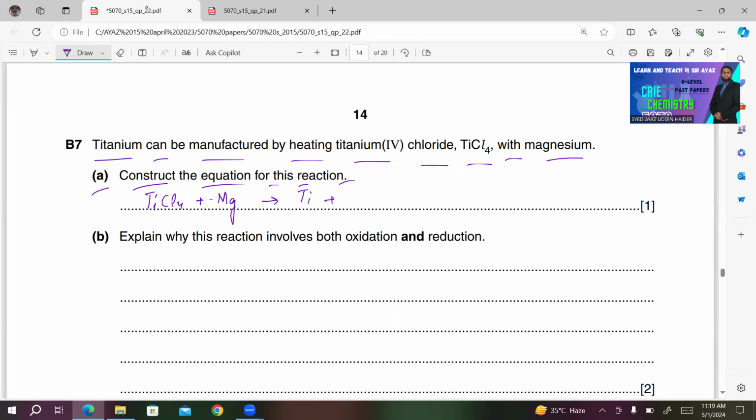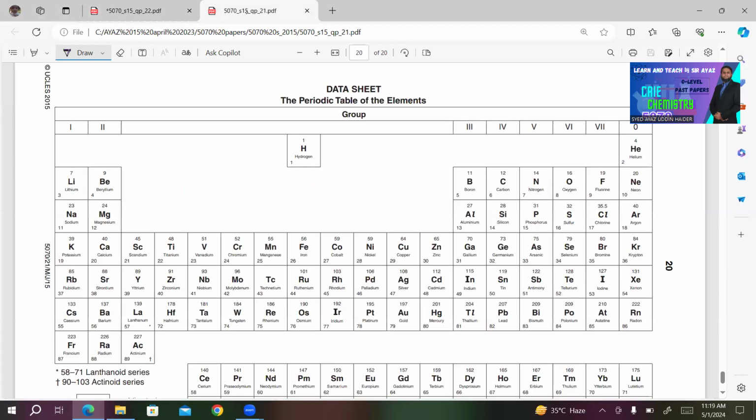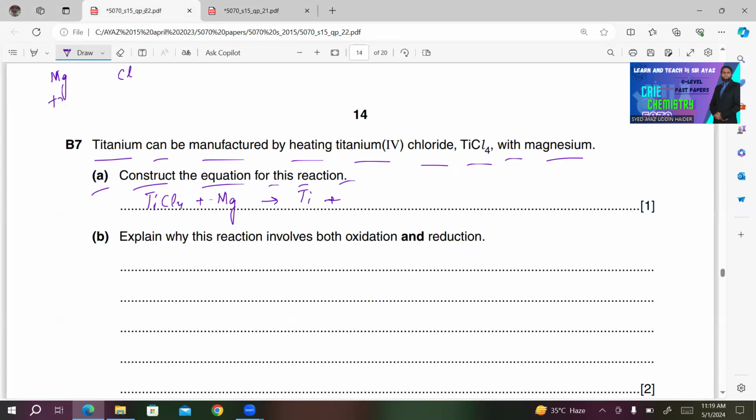What about magnesium chloride? Formula between magnesium and chlorine. Look at the position of magnesium and chlorine. Where's magnesium? Magnesium is here. Valency is +2. What about chlorine? Chlorine is group 7, -1. So +2, -1. Ignore the charges. We'll get MgCl2.